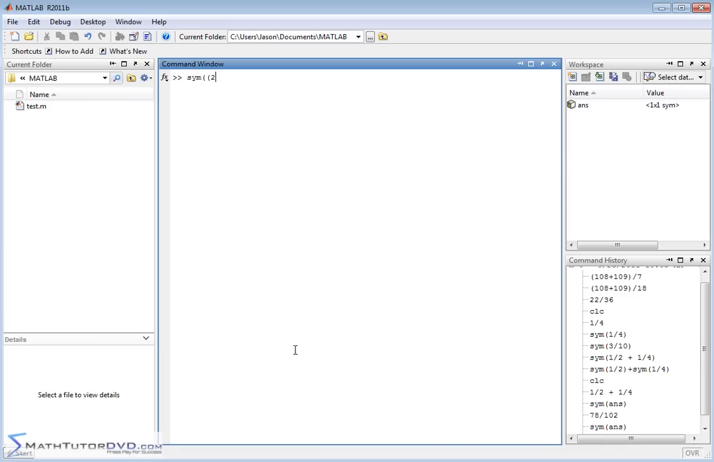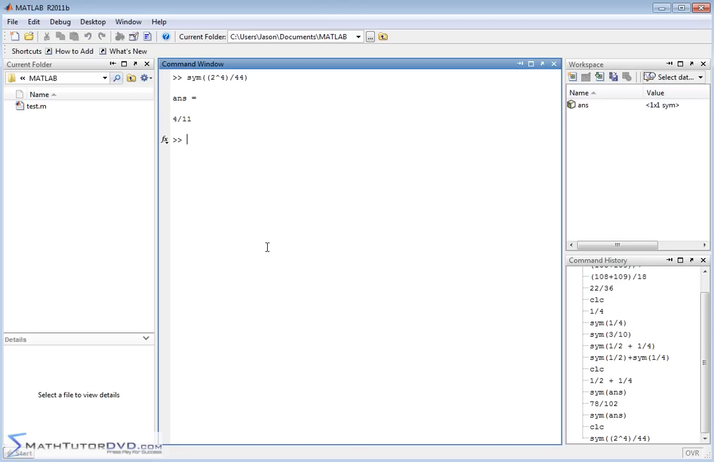Let's do 2 raised to the 4th power, because we learned how to do exponents in the last section, divided by 44. I wrap this guy up in parentheses just to make it clear that I'm taking 2 to the 4th power, I'm taking that result, and I'm dividing the answer by 44, right? And I've wrapped the entire thing in the sym operator, so what we get is 4/11, 4 divided by 11.